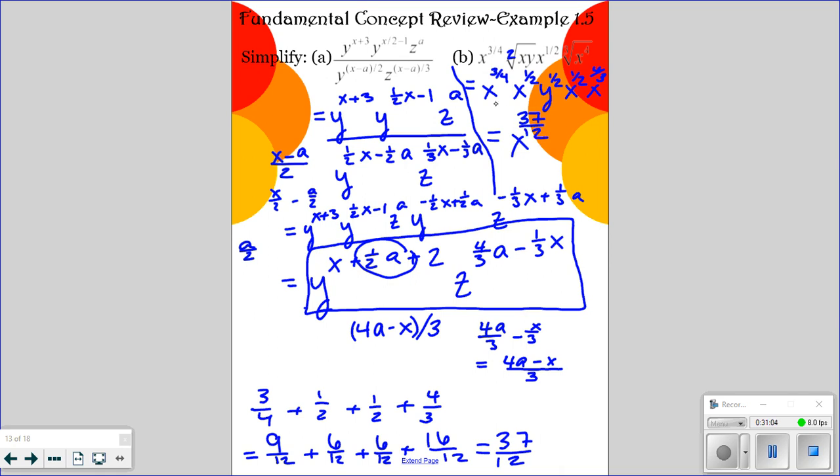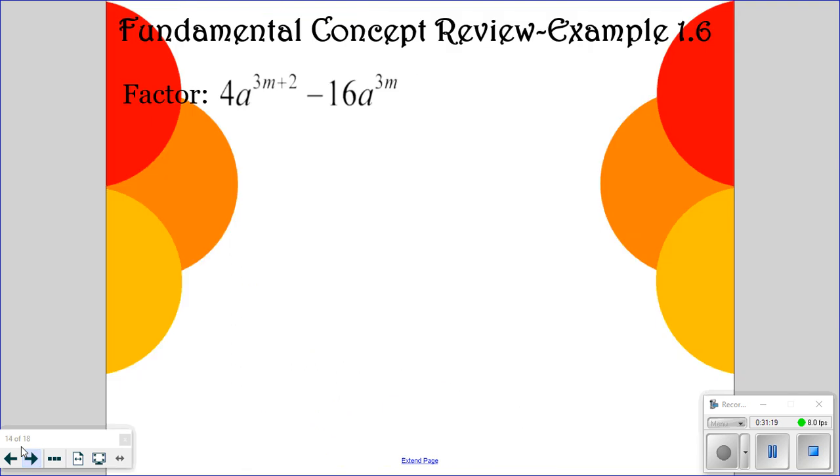When you're multiplying, you add your exponents. And then the y, well, there's only that one y, and it's to the 1/2. And so there is your answer for that one. That's all you would do there. Okay, now we're going to look at the next problem.